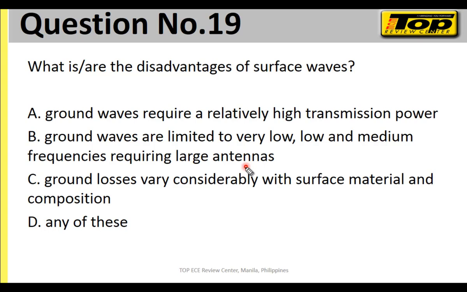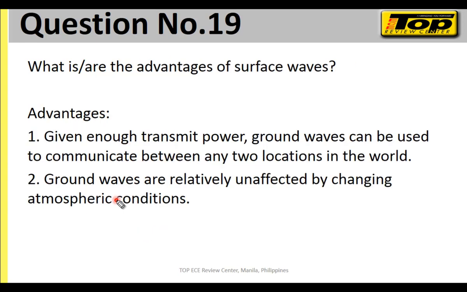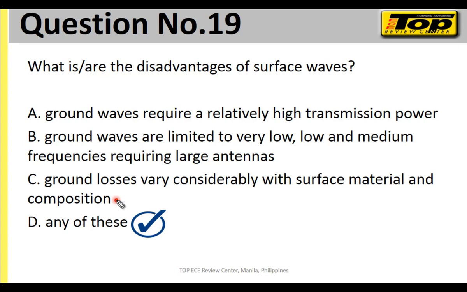So therefore, even though you have a little doubt on letter C, this will have a conclusion that letter D is the correct answer. And sure enough, the answer is letter D. Any of this. Ground losses vary considerably with surface material and composition. That is true. That is also a disadvantage for surface waves. And what are the advantages? Here are the advantages. Baka itanong to sa board exams. No? So alam natin yung disadvantages. All of these three are the disadvantages.